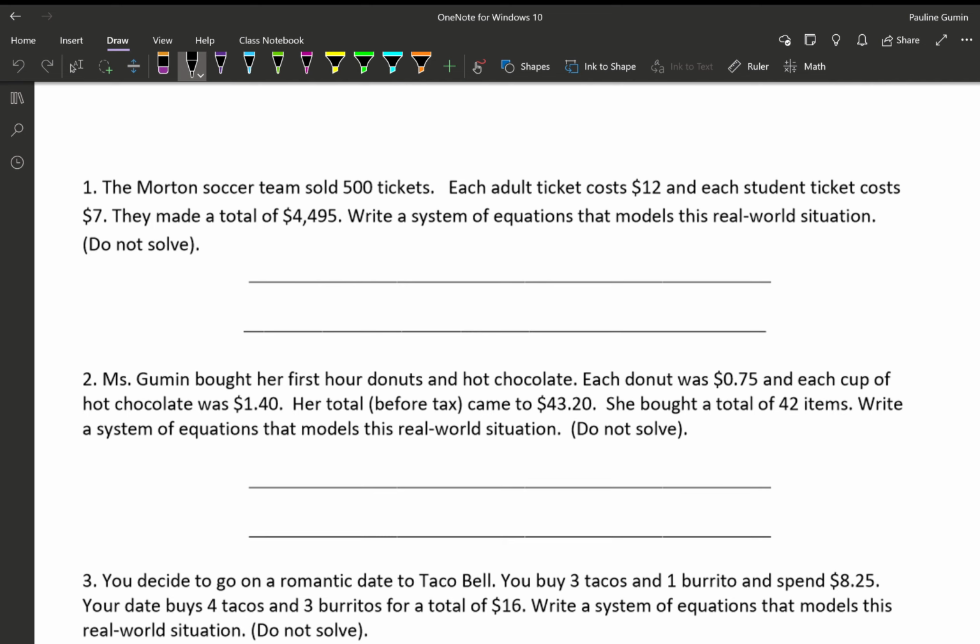All right, so for these first few problems, all we're going to do is write our equations and not solve them, because I think it is important to be able to translate our English into math.